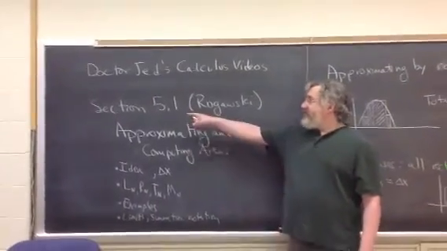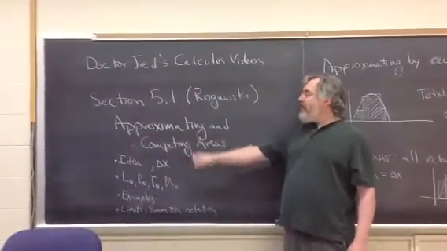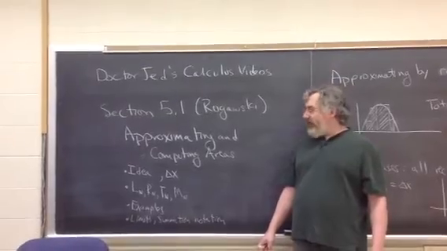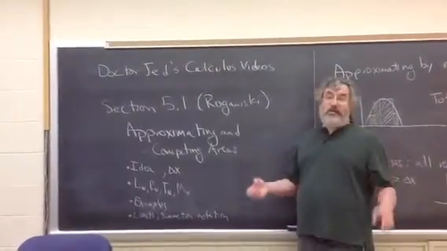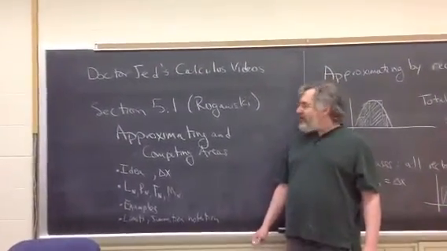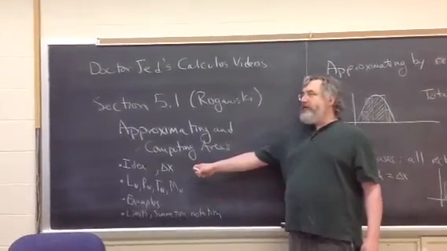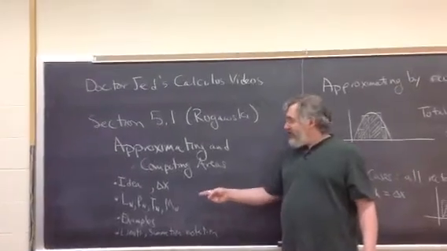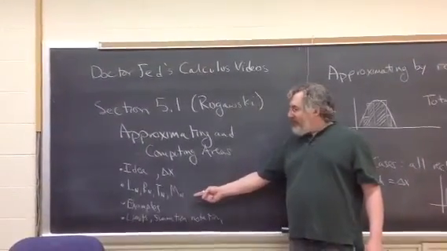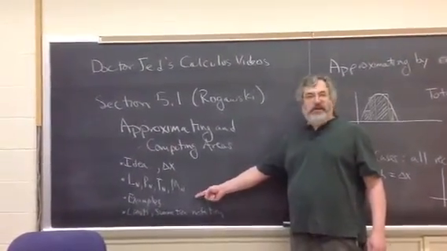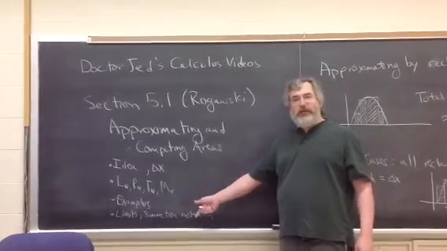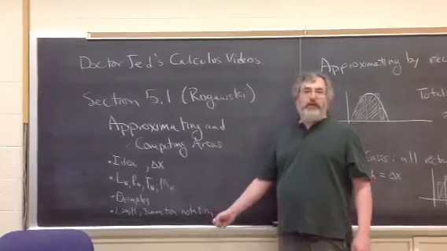Today's lesson is section 5.1 from Rogowski, approximating and computing areas. Specifically, we're going to use rectangles for the most part, but areas are not usually rectangles, so we'll have to see how that works. We'll start with the idea, use something called delta x, which will be a universal width that we're going to use, come up with some specific formulas, apply them, and then look at the limits of those and some abstract notation we can use to compute them or notate them better.